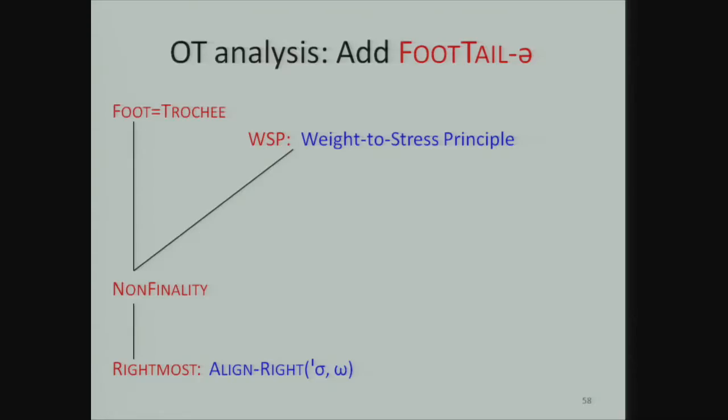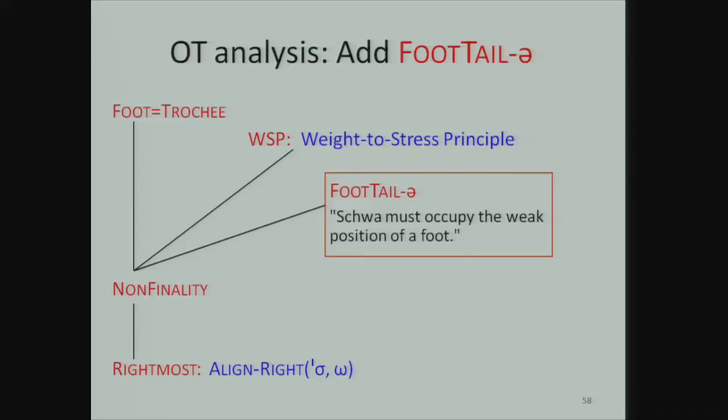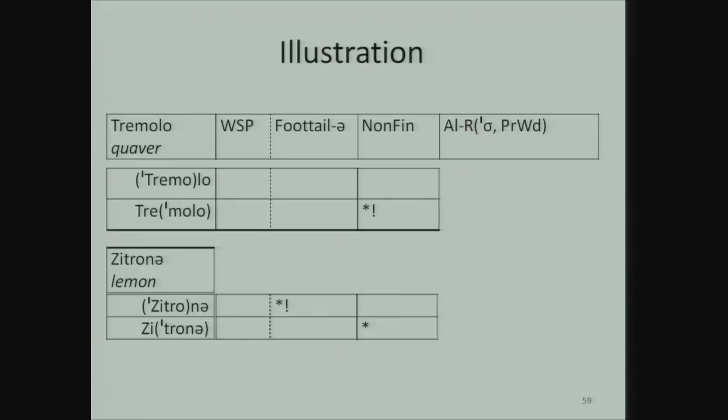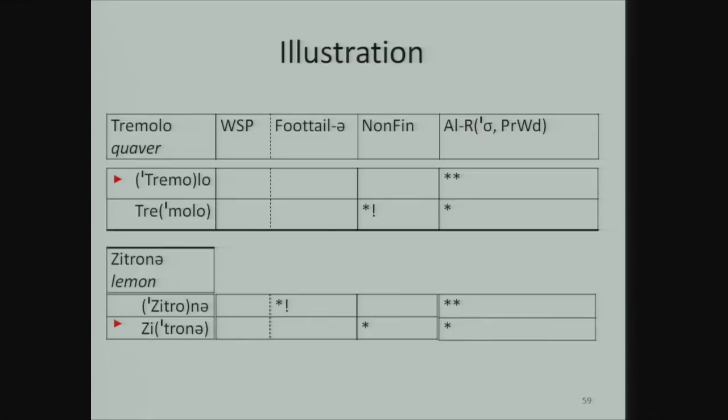So we want to add a constraint, the foot-tail schwa constraint, to our little system located above non-finality. If we contrast tremolo with a full last vowel and the schwa word citrone, then you see the contrasting behavior where the foot-tail schwa attracts the stress to that syllable, citrone like that. Okay, so foot-tail schwa is a dominated constraint.